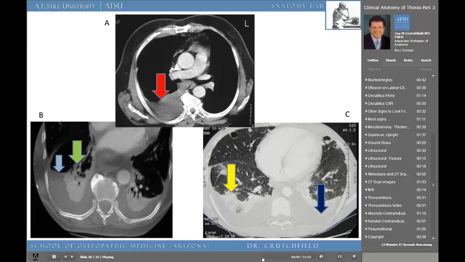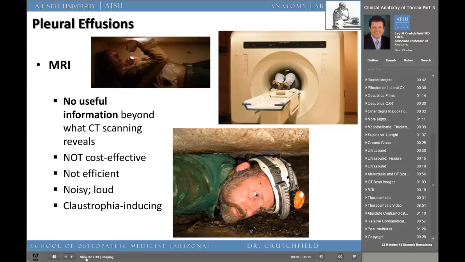Having now spoken about chest x-ray, ultrasound, and CT scan, what about MR scanning? MR scanning gives us no useful information over and above what a CAT scan does. It's too expensive, it's not efficient, it's too time consuming, and it can be dangerous.